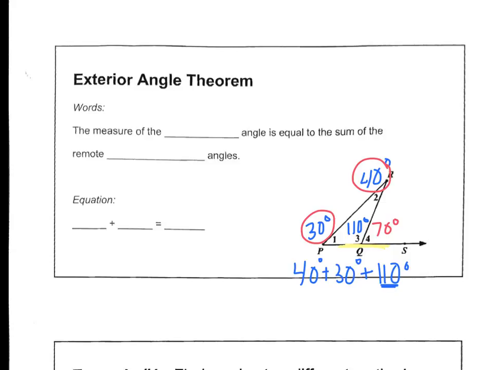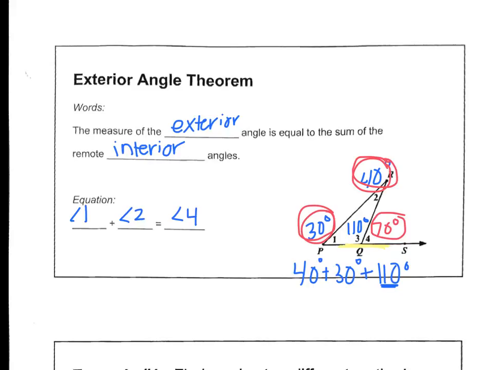So in English, the exterior angle theorem says that the measure of the exterior angle is equal to the sum of the two remote interior angles. The remote interior angles are the angles that are not connected to the exterior angle. So in this case, the exterior angle is 70, so the remote interior angles are 40 and 30, since they're not attached. So as you can see in Mathese, this means that angle 1 plus angle 2 is equal to angle 4, which we can specifically see that 30 plus 40 is equal to 70.